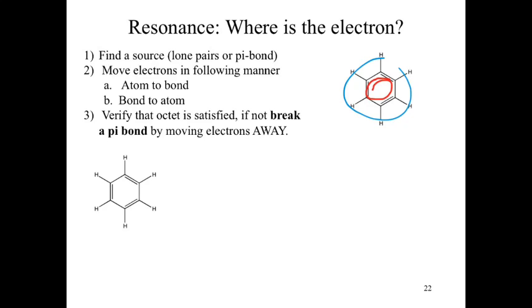So when we're trying to draw a resonance structure, find a source of electrons. Okay, these can be lone pairs or pi bonds. They can be anything, any source, anywhere. So pick any source of electrons that is a lone pair or a pi bond and attempt to move those electrons. When we're moving them, we'll move them either from the atom, in the case of a lone pair, to a bond, or in the case of a pi bond, we'll go from the bond to an atom.